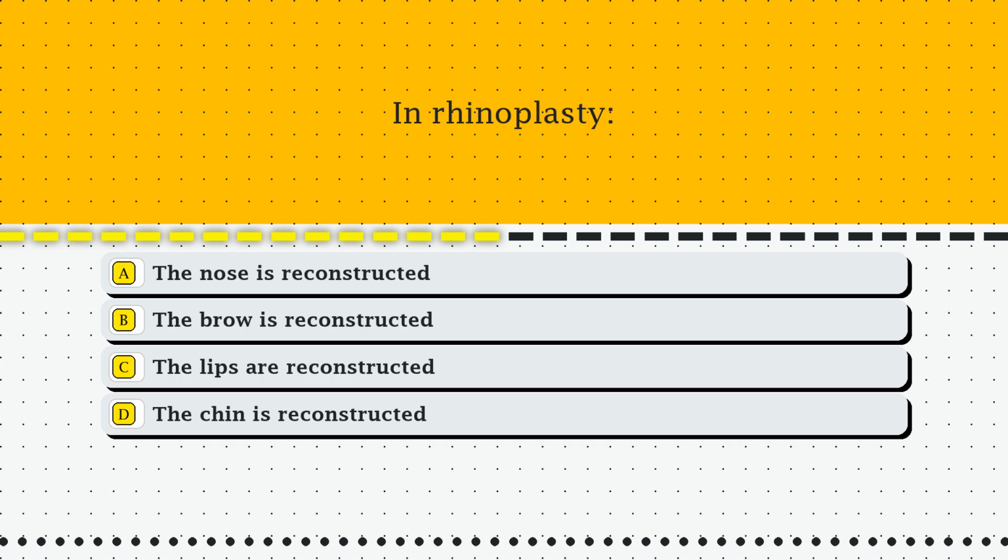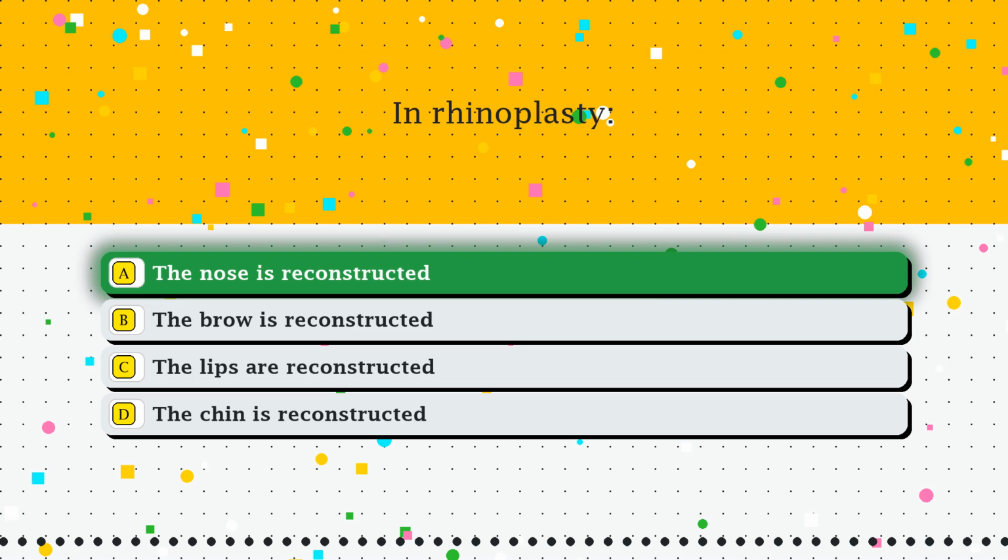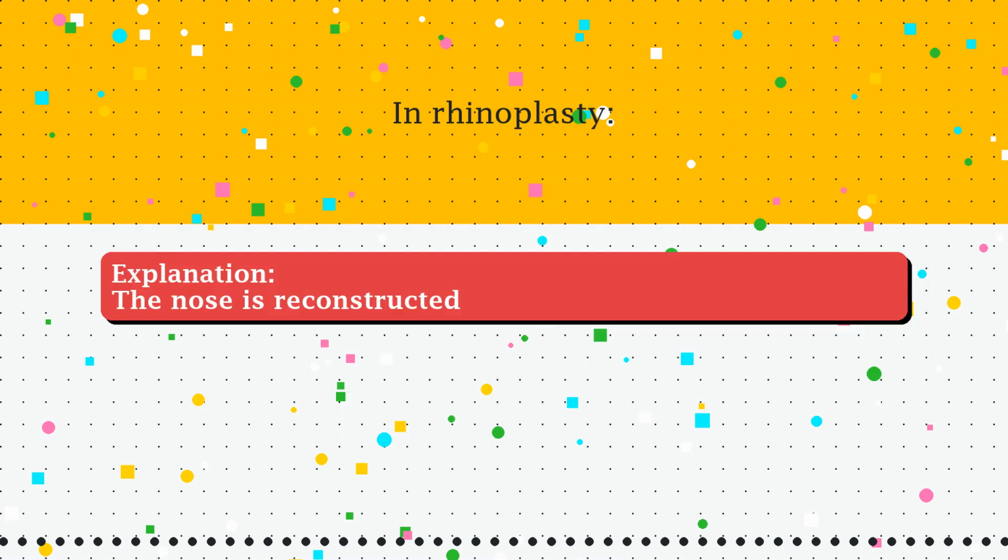Question 4. In rhinoplasty, option A, the nose is reconstructed. Option B, the brow is reconstructed. Option C, the lips are reconstructed. Option D, the chin is reconstructed. The correct answer is option A, the nose is reconstructed.